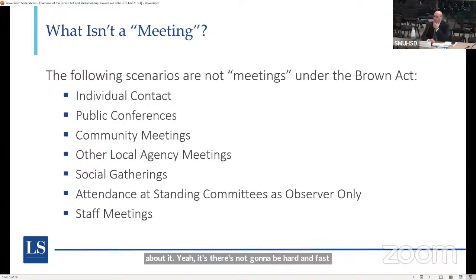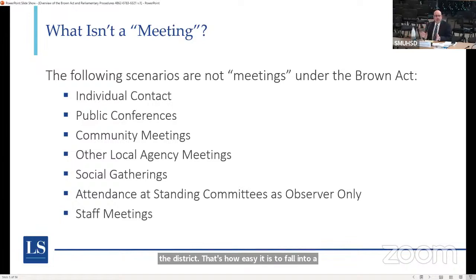Because in the example of sitting at the different tables, let's say 3 of you did sit at the same table totally innocently, and somebody from another school district says, hey, how does your district do X? What did you all do when you had your LCAP presentations? How did you set them up at your board meeting? And you innocently start answering. All of a sudden, you have a majority of your board sitting at a table discussing something that is within the jurisdiction of the district. That's how easy it is to fall into a Brown Act problem.